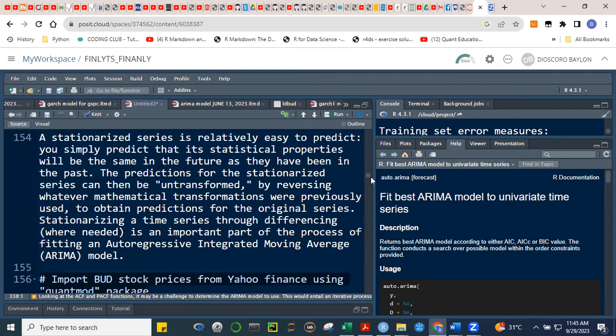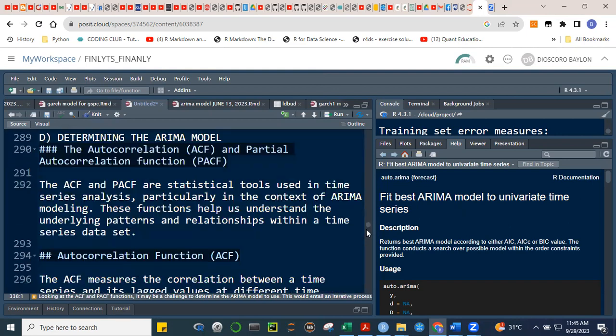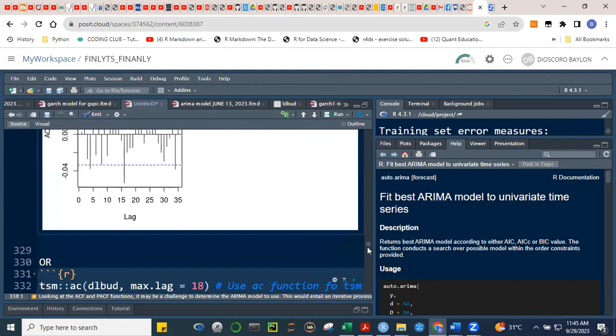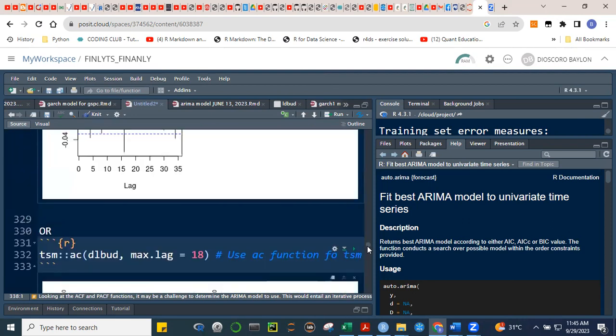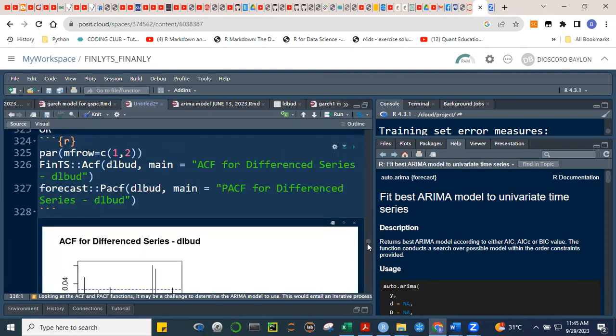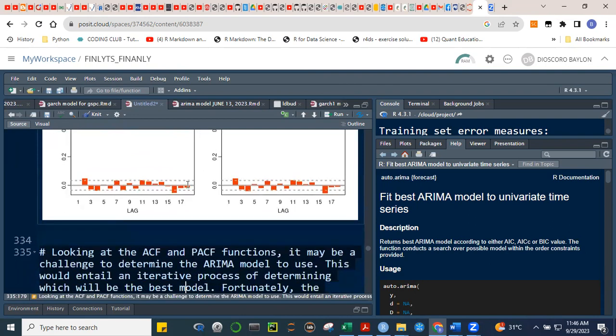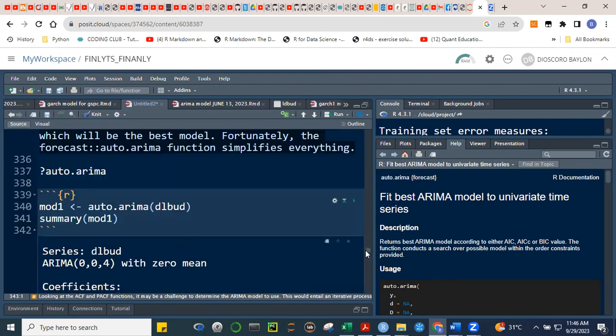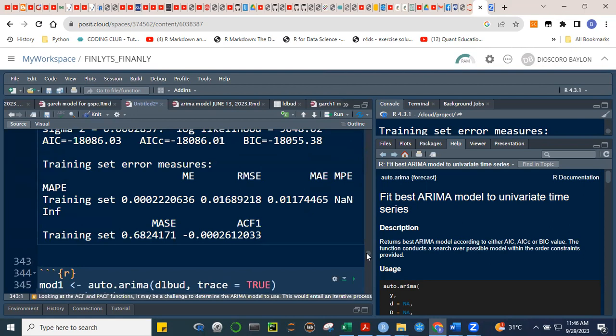Okay, so let's go here. Let's go to... Okay, we're done with that. Auto.arima tayo. All right, I'm getting this result ng auto.arima class. So what is this telling us? What's our model class?